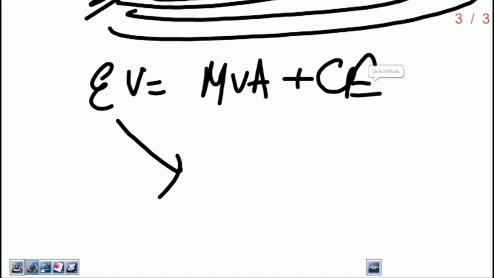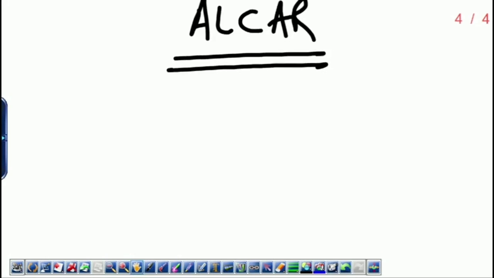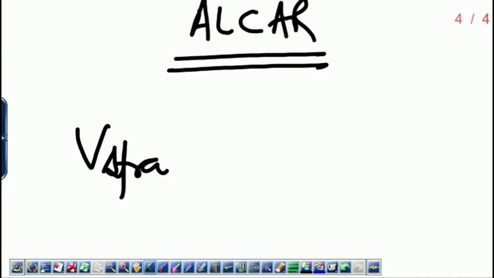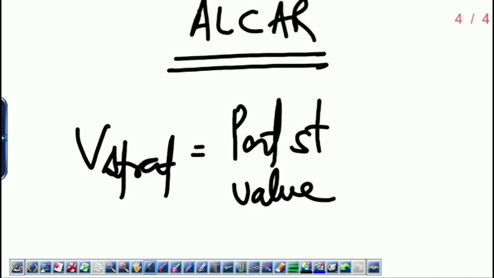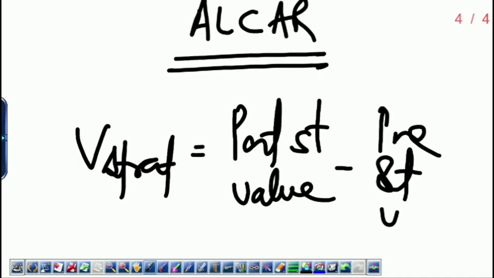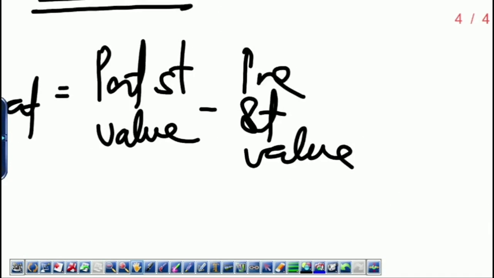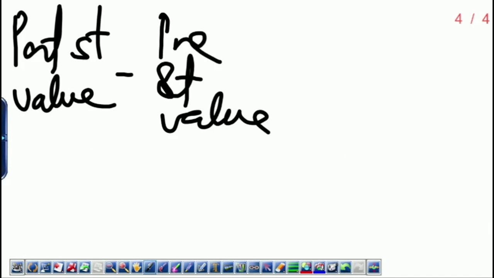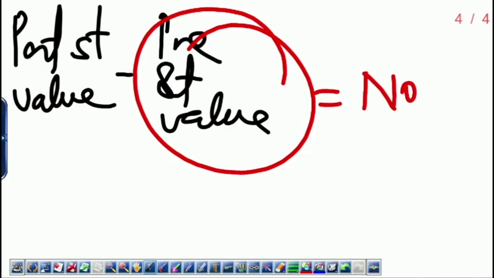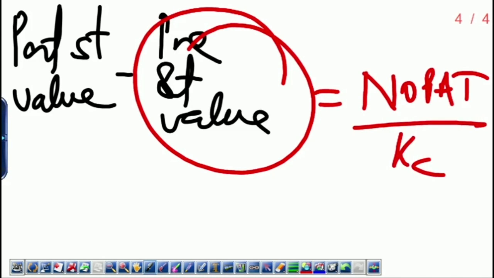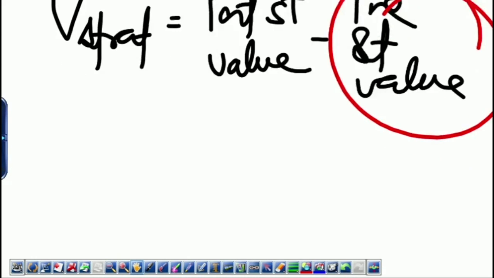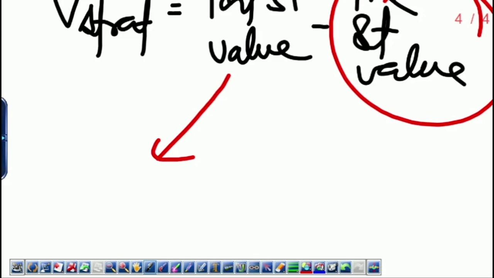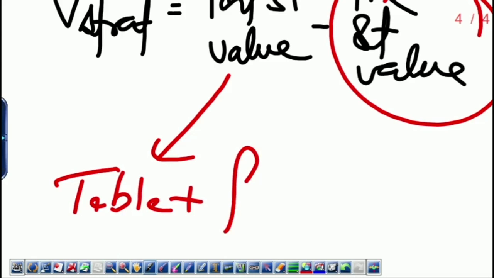Next. Let me now revise for you what we used to do in the sums on the ALCAR model. In the ALCAR model sum, we have to find out the value of strategy, which is post-strategy value minus pre-strategy value. Pre-strategy, the firm is a no-growth firm, so pre-strategy value is simply NOPAT by KC. There is no problem with this at all. Post-strategy value, the firm is going to grow for 3-4 years. So table plus formula.